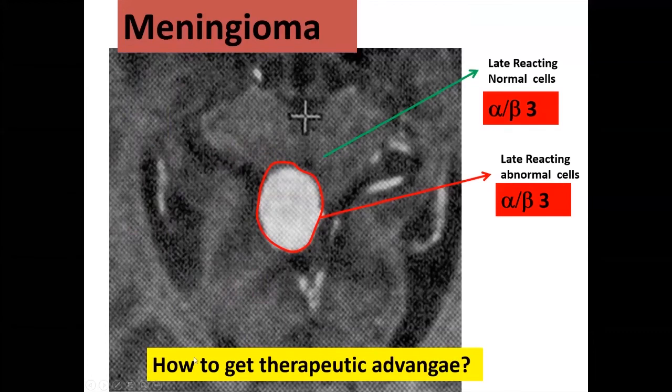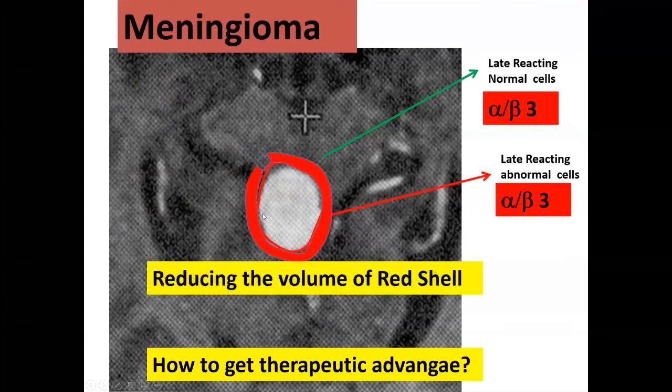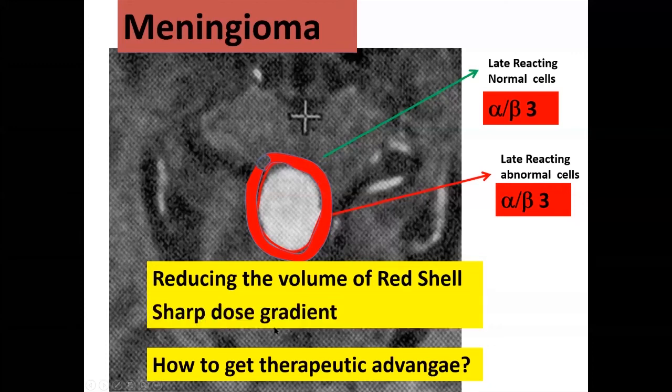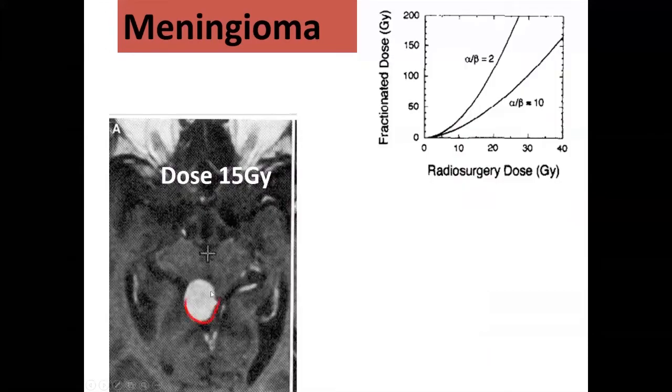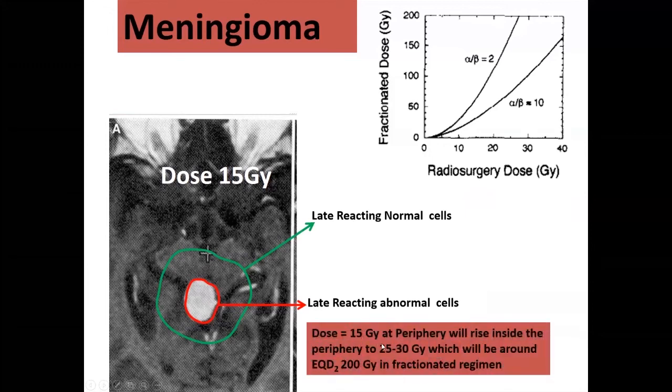So the question is how we get the therapeutic advantage. Two ways. One, by reducing the volume of the red shell. Second, by creating a sharp dose gradient across the tumor. How? Just try to understand. So this is a meningioma. This is a late reacting abnormal tissue inside the late reacting normal tissue. Suppose you prescribe at the periphery 15 gray. And if you remember my first slide, sharp dose gradient means this 15 gray will increase inside the tumor almost to 200%, around 25 to 30 gray.